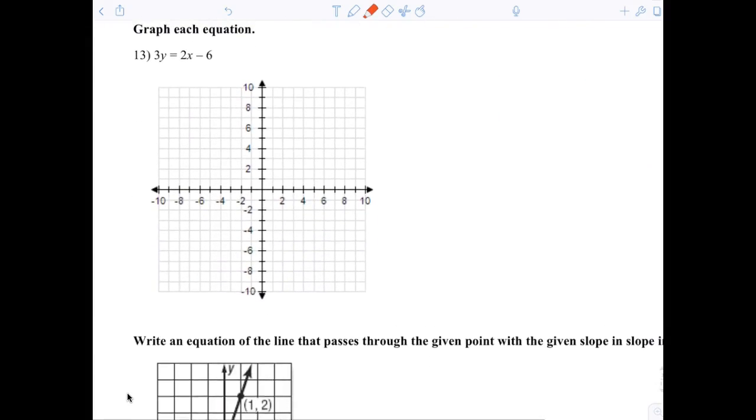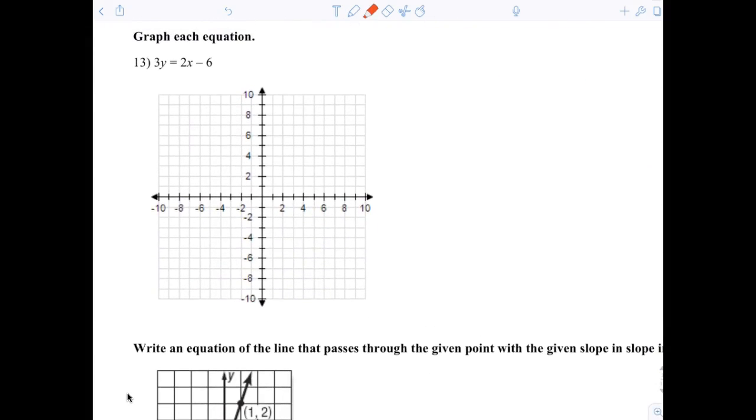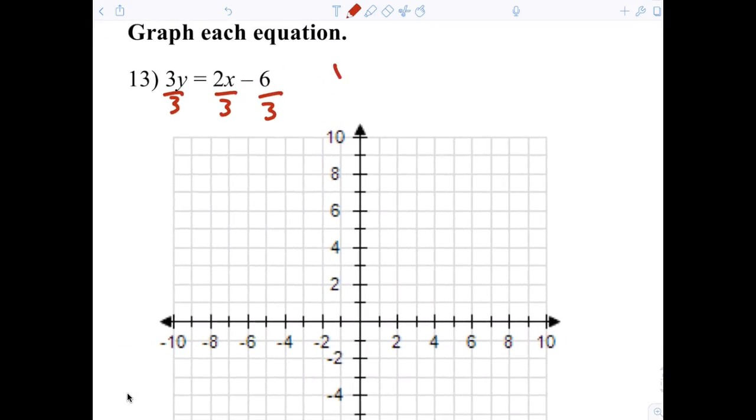13. All right, this was from the previous test where I had to graph a line. Just to make sure, if I have to graph a line, I've got to put it in y equals mx plus b. So what do I have to do first to graph this line? Abby, what do I do? Divide everything by 3. Divide by 3, divide by 3, divide by 3. So I end up with y equals 2/3 x minus 2.